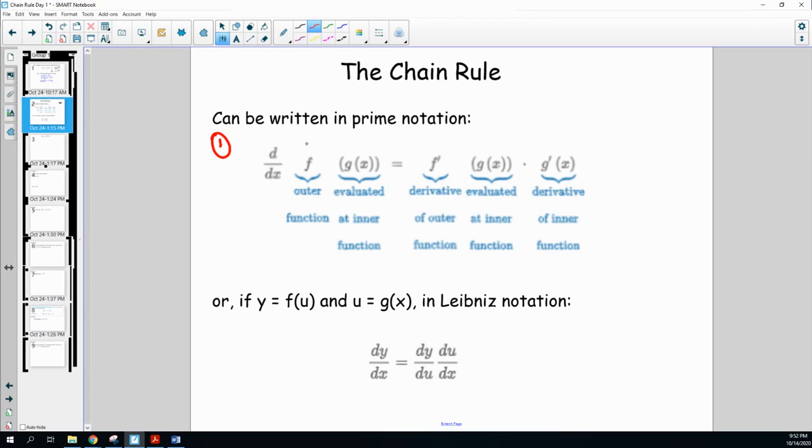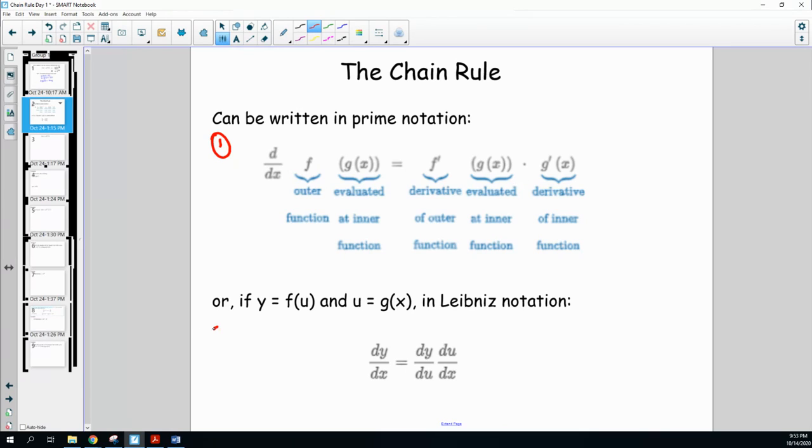Basically what we're doing is we're taking the derivative of a composite function. So you have an outer function and you have an inner function. When you take the derivative of that, you're going to have the derivative of the outer function evaluated at the inner function times the derivative of the inner function.